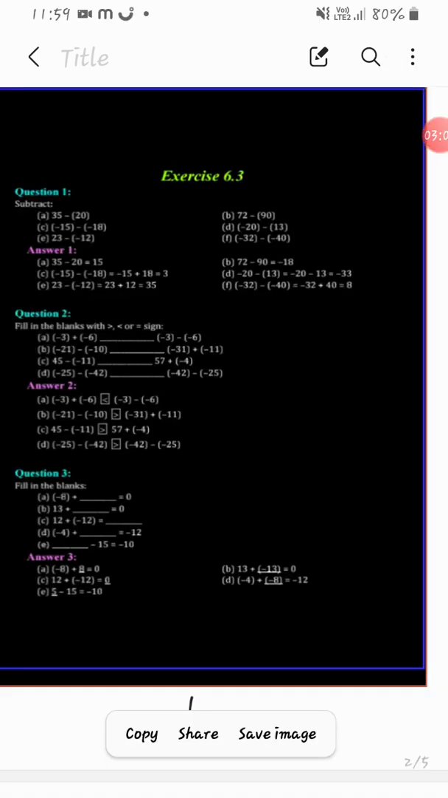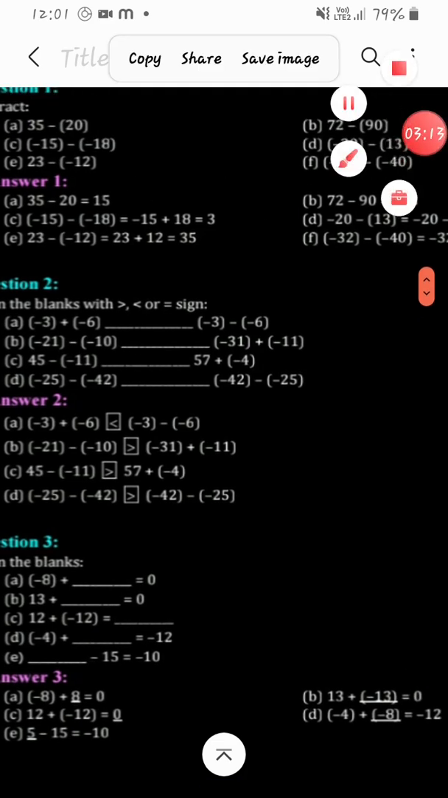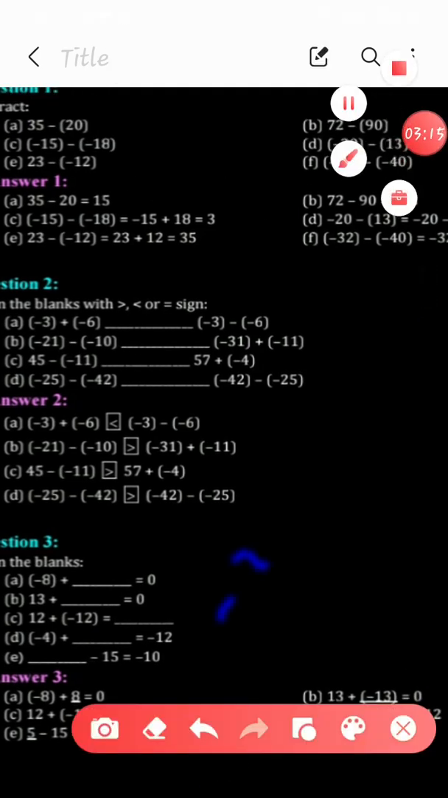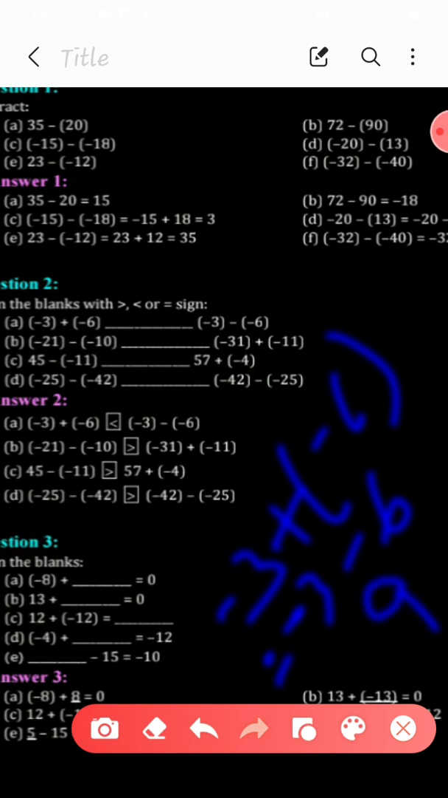Question number 2 is given: fill in the blanks with an appropriate sign, that means greater sign, smaller sign, or equal sign. So on the left hand side and right hand side two numbers are there. Minus 3 is given, minus 3, and then plus minus 6. That means minus 3 will remain minus 3, plus minus becomes minus, and 6. So two minuses are there, that means positive: 6 plus 3 we have to do, we get 9, and before the bigger digit the minus sign will come. So here our left hand side answer is minus 9.